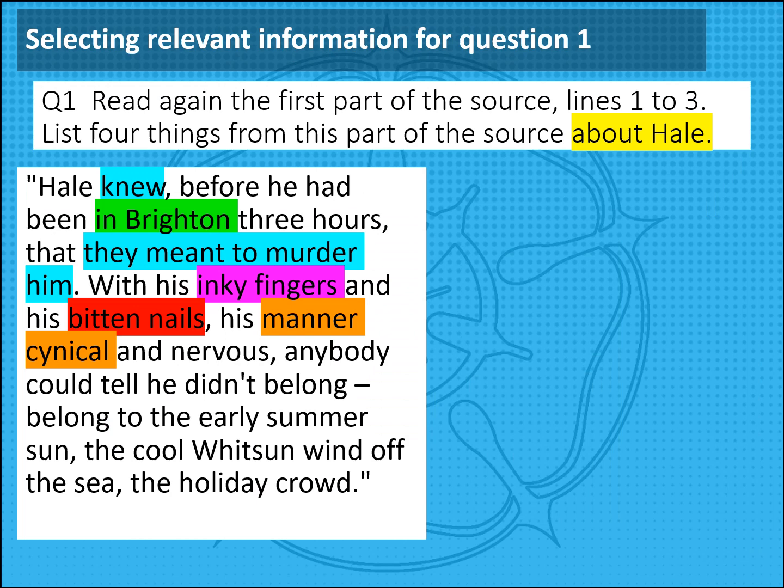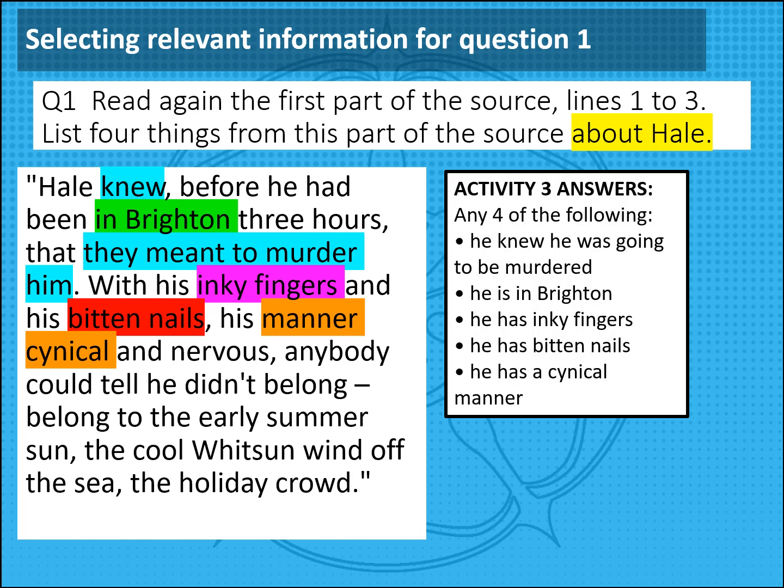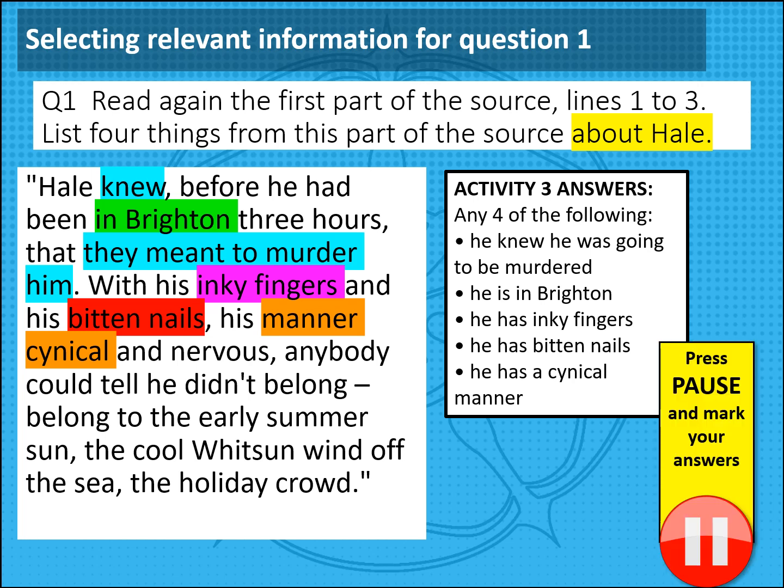Any 4 of the following answers would be correct. He knew he was going to be murdered. He is in Brighton. He has inky fingers. He has bitten nails. He has a cynical manner. If you're not sure about any of your answers, you can ask your teacher in the comments section on Show My Homework. Click pause to mark your answers and press play when you're ready to move on.